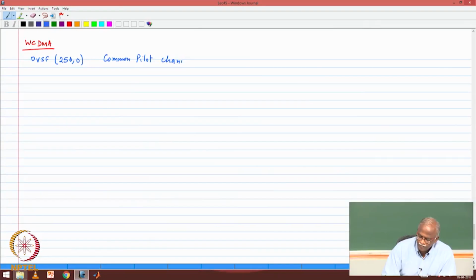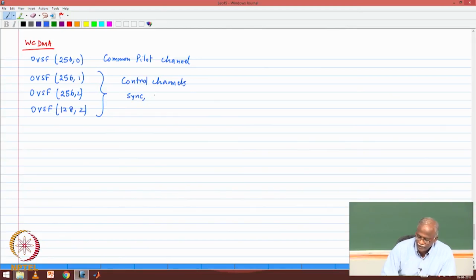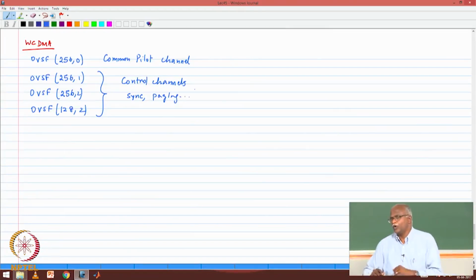Common pilot channel. Okay. OVSF 256,1 is dedicated for the control channel, so is OVSF 256,2 and OVSF 128,2. Okay, these three are dedicated for what we call the control channels. Control channels include the synchronization channel, the paging channel and so on. Several pieces of control information have to flow.